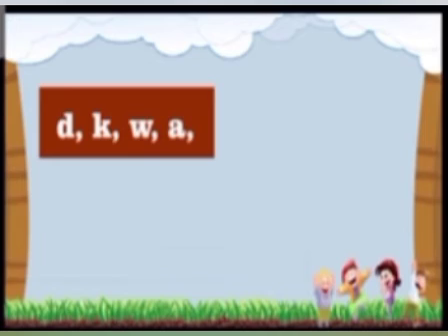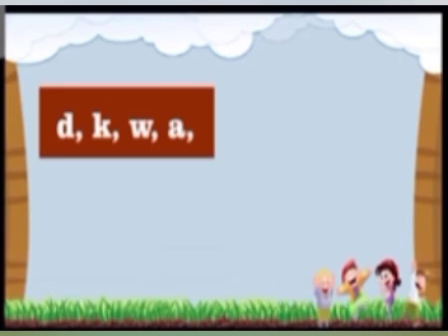Arrange the following letters in proper order. The given letters are D, K, W, A. Now we have to arrange these letters in proper order. What is the meaning of these, children? The letter which comes in the beginning we have to write first. So D, K, W, A. Which letter will come first?